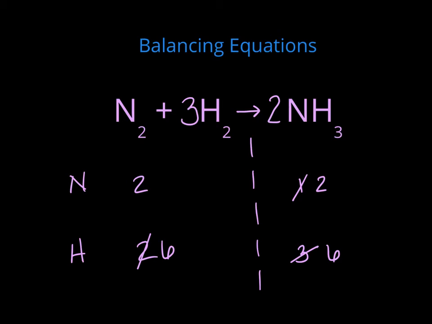So I'm going to do one quick check to make sure everything's balanced. On my reactant side, I have 2 nitrogens, and on my product side, I have 2 nitrogens. And on my reactant side, I have 6 hydrogens, and on my product side, I have 6 hydrogens. So this equation is now balanced.